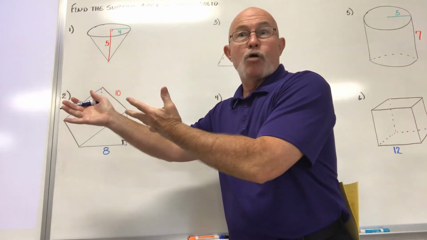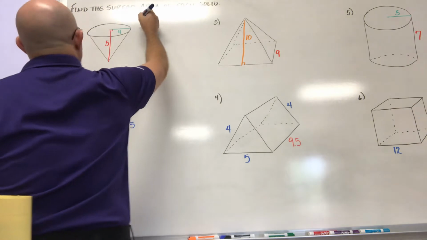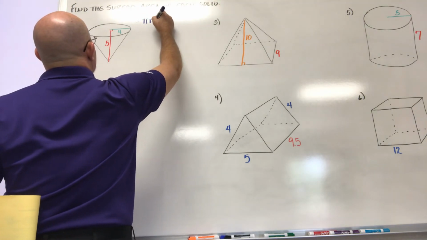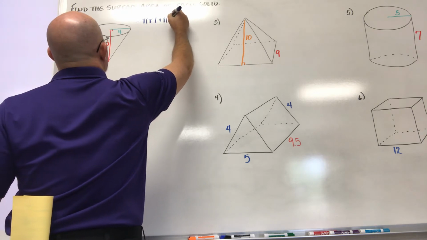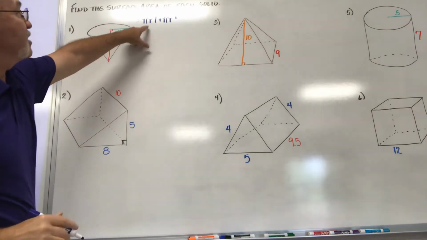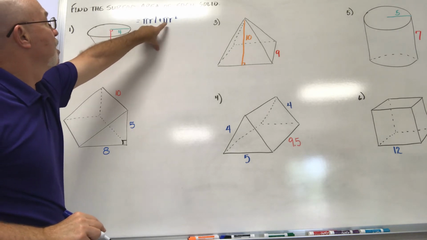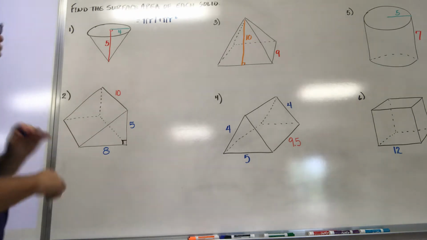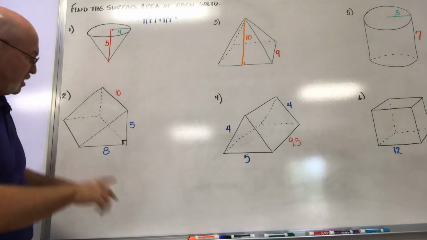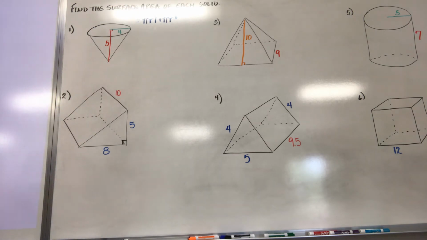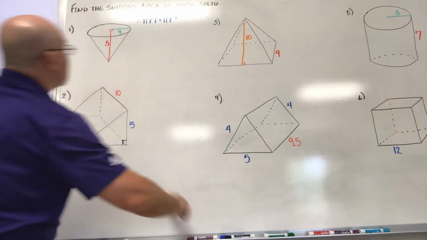I checked my notes, so I know it's going to be pi times the radius times the slant height, plus pi r squared. Well, it seems we're missing a slant height here. So you've got a right triangle, and you're going to use the Pythagorean theorem.